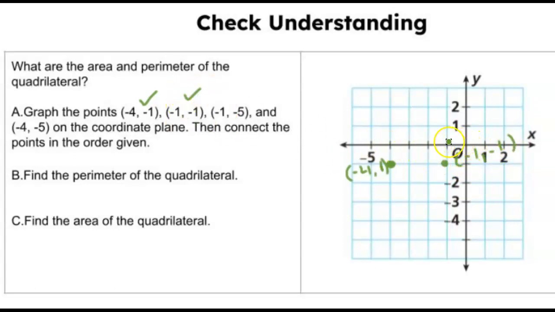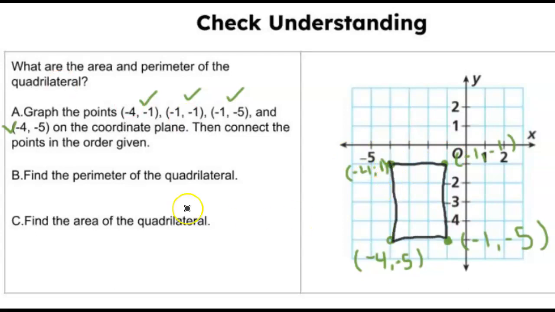Then I'm going to run backwards to -1 and I'm going to fall all the way down to -5. So -1, -5. Then our last one, I'm going to run to -4, I'm going to fall to -5. Okay, then I need to connect them. So we go here, here, here, here.